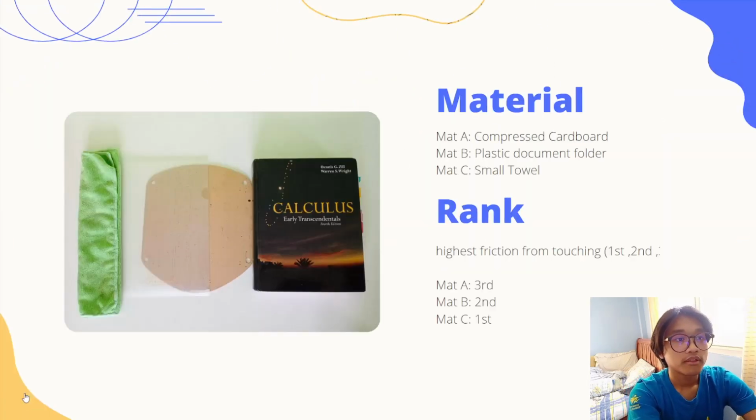And in this one I need to define the material. The first one is the cardboard, the second one is the plastic document folder, and the last one is the small towel that is fabric. And I need to rank the highest friction by touching, and the highest, I think, is gonna be the last one.